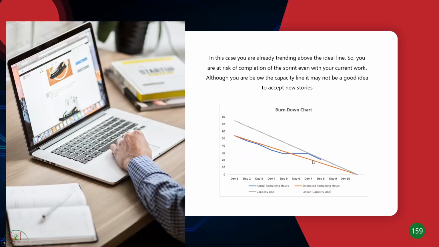So yeah, in this case, it's not a good situation. Although you're below your capacity line, because you're above your ideal line, it's not good for you to accept stories at this point. You won't even finish.